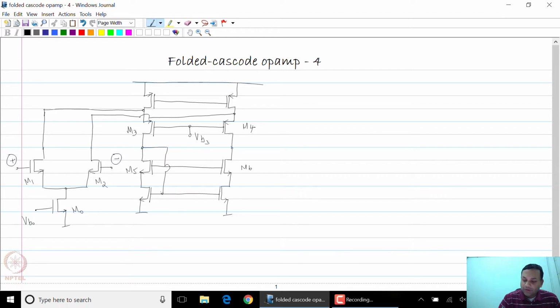M5 to M8 form the NMOS current mirror at the bottom, and there is a bias voltage VB5 at that gate, and finally M9 and M10 are the current sources, and they have a bias voltage VB9. Let us assume that the output has some load capacitance CL, and the output is taken at the common drain node between M4 and M6. We have seen the structure before, so let us now look at the slew rate of this op-amp.